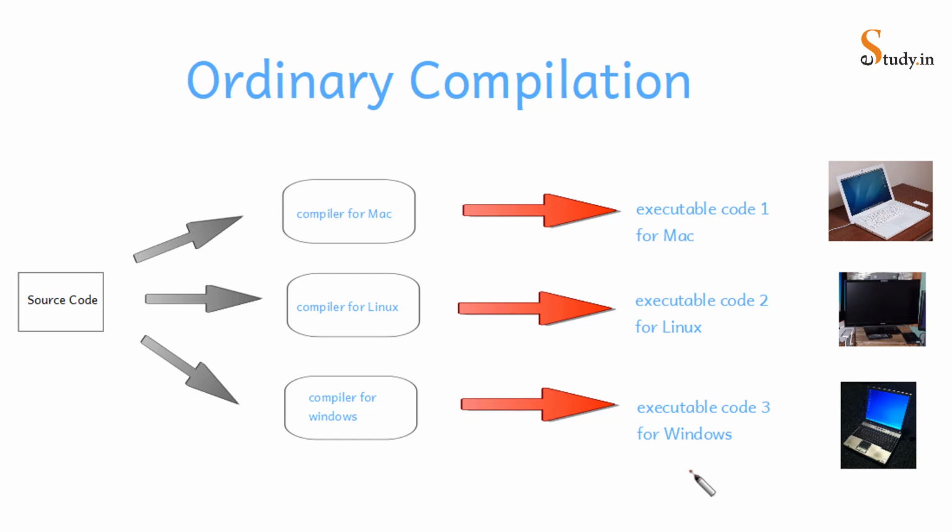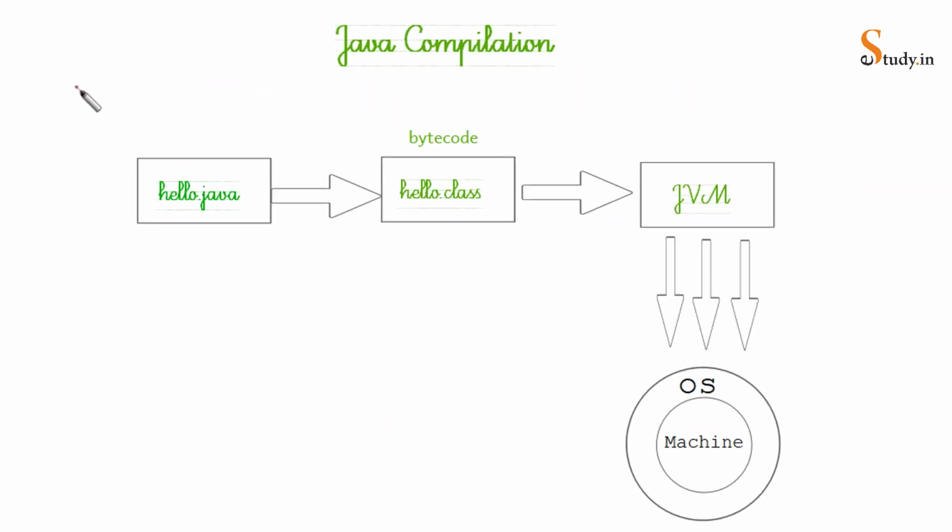Okay, so when Java came, Java solved this problem, and that is why Java is called a portable language or a platform independent language. Now let us see how Java compilation process is different from ordinary compilation. So this is Java compilation. Now let us understand what is happening here and how you will see the difference here.